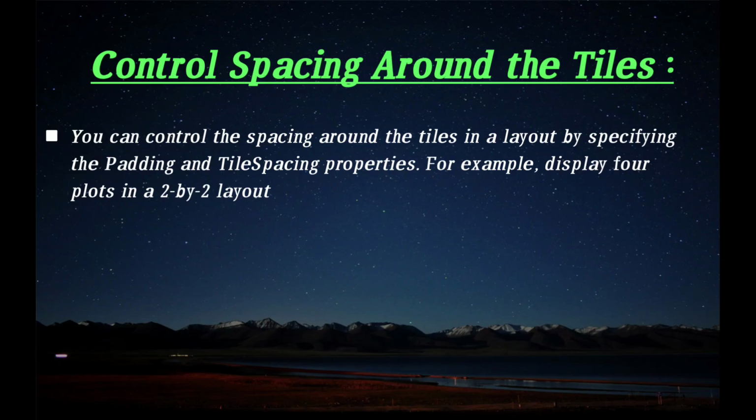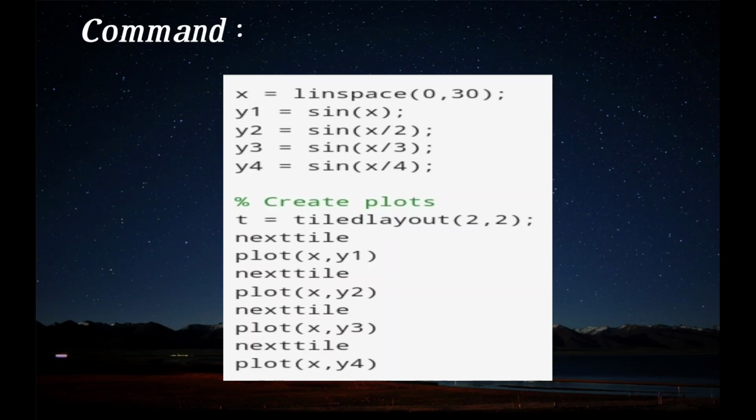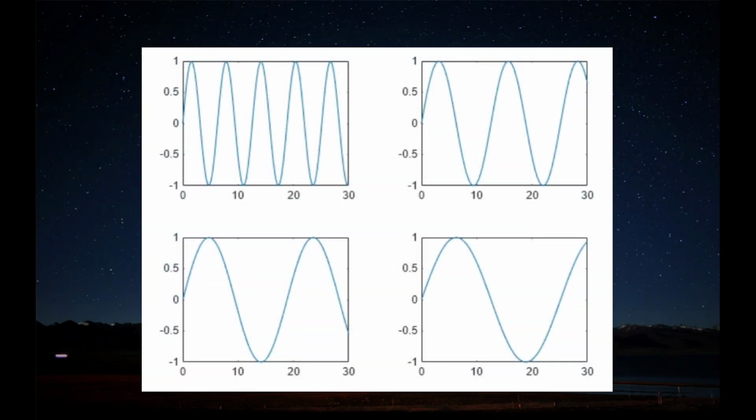Now control spacing around the tiles. You can control the spacing around the tiles in a layout by specifying the Padding and TileSpacing properties. For example, displaying 4 plots in a 2-by-2 layout. Command: x = linspace(0,30); y1 = sin(x); y2 = sin(x/2); y3 = x/3; y4 = x/4. % Create plots; t = tiledlayout(2,2); nexttile; plot(x,y1); nexttile; plot(x,y2); nexttile; plot(x,y3); nexttile; plot(x,y4). Here shows the various results.